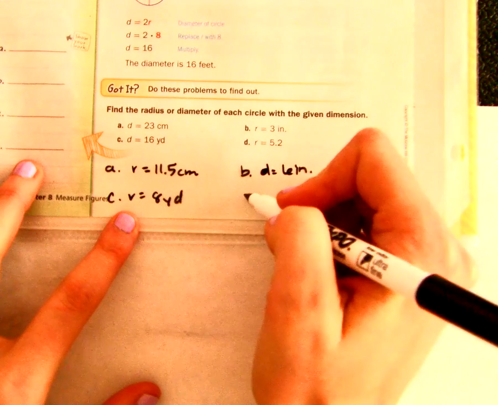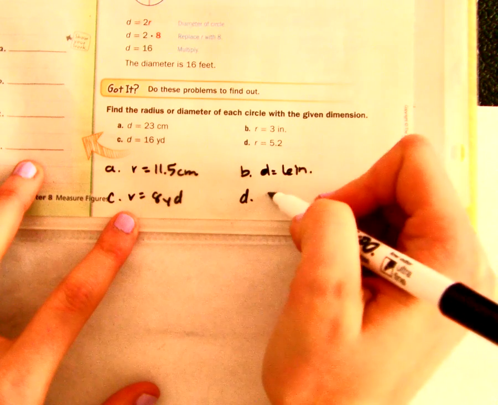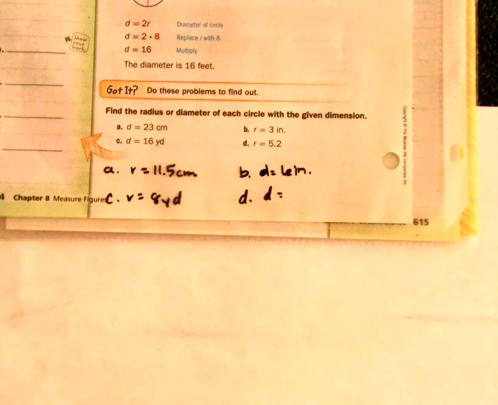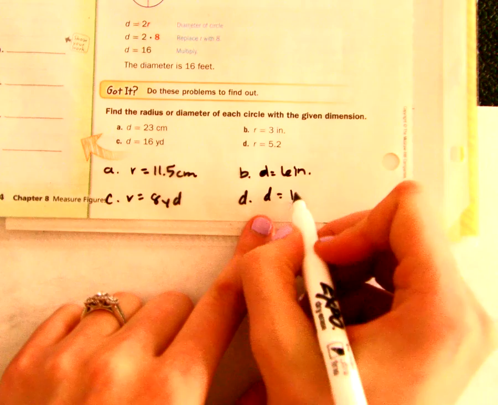And letter D, I know the radius. I want to find the diameter. Since we have a radius, the diameter, we take it times 2. So 5 and 2 tenths times 2 is 10.4.